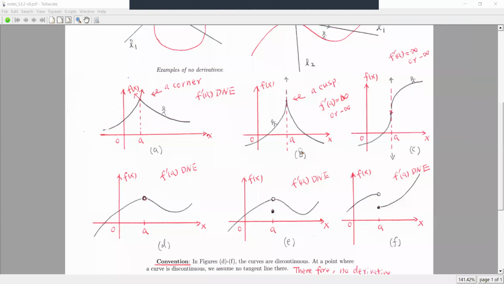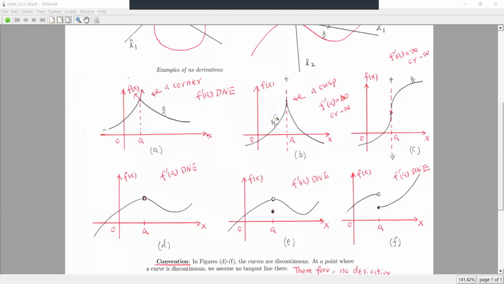Now, figure number B. The graph of the function in this figure has a cusp at the point A, a cusp. In each side of the cusp, the graph is tangent to this vertical line. At the cusp, the graph has a tangent line. This vertical line is a tangent line.